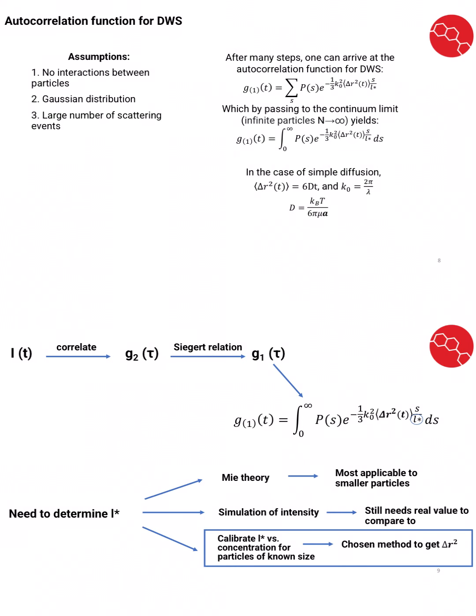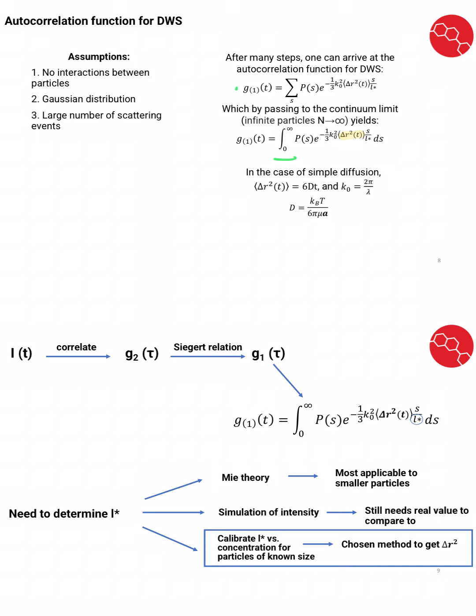Using these relationships we just discussed, the autocorrelation function for DWS, G1, can be written as the top expression here. P of S is the path length distribution, delta r squared is the mean squared displacement, or MSD, and l star is the transport mean free path. Three assumptions were applied to arrive at this expression: no interactions between particles, Gaussian distribution, and a large number of scattering events. The continuum limit is applied, which basically is the limit of infinite particles, or as n, therefore s, goes to infinity. The continuum limit allows us to convert the summation in the top expression to an integral in the bottom expression. From this expression for G1, what we want is MSD, which is shown as delta r squared of t.